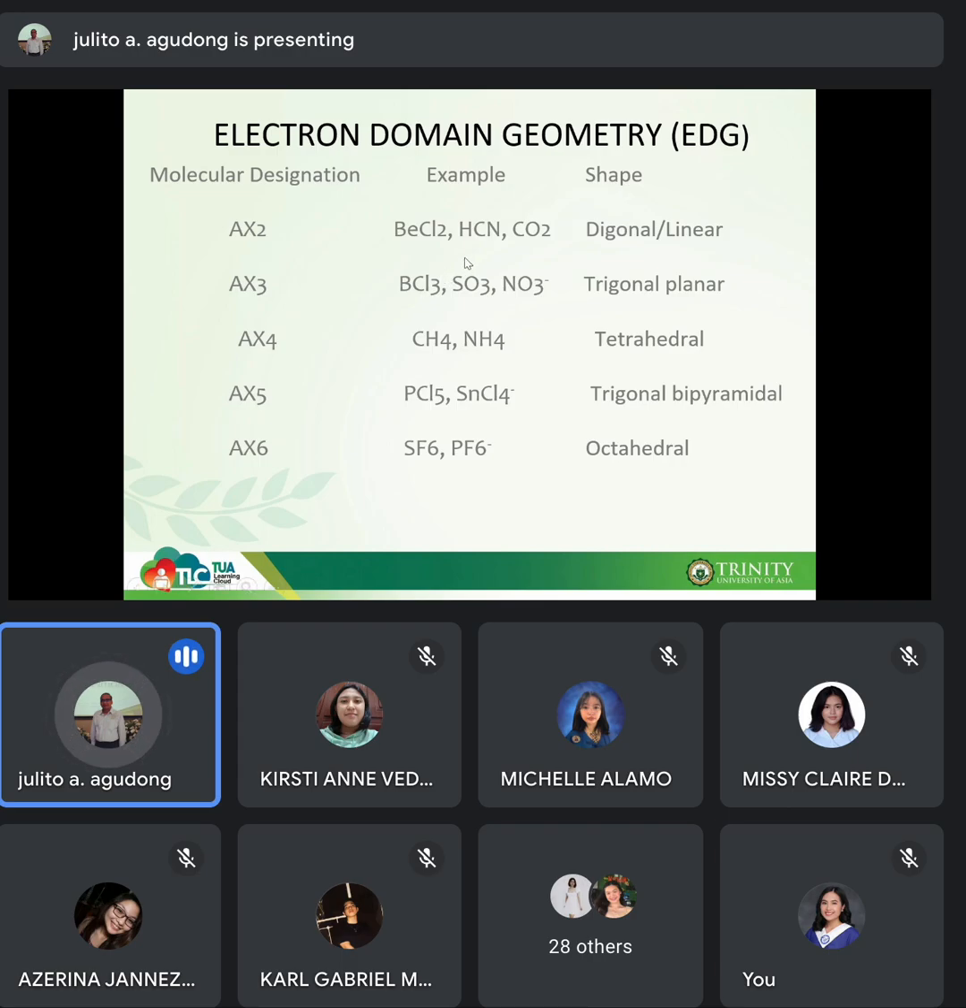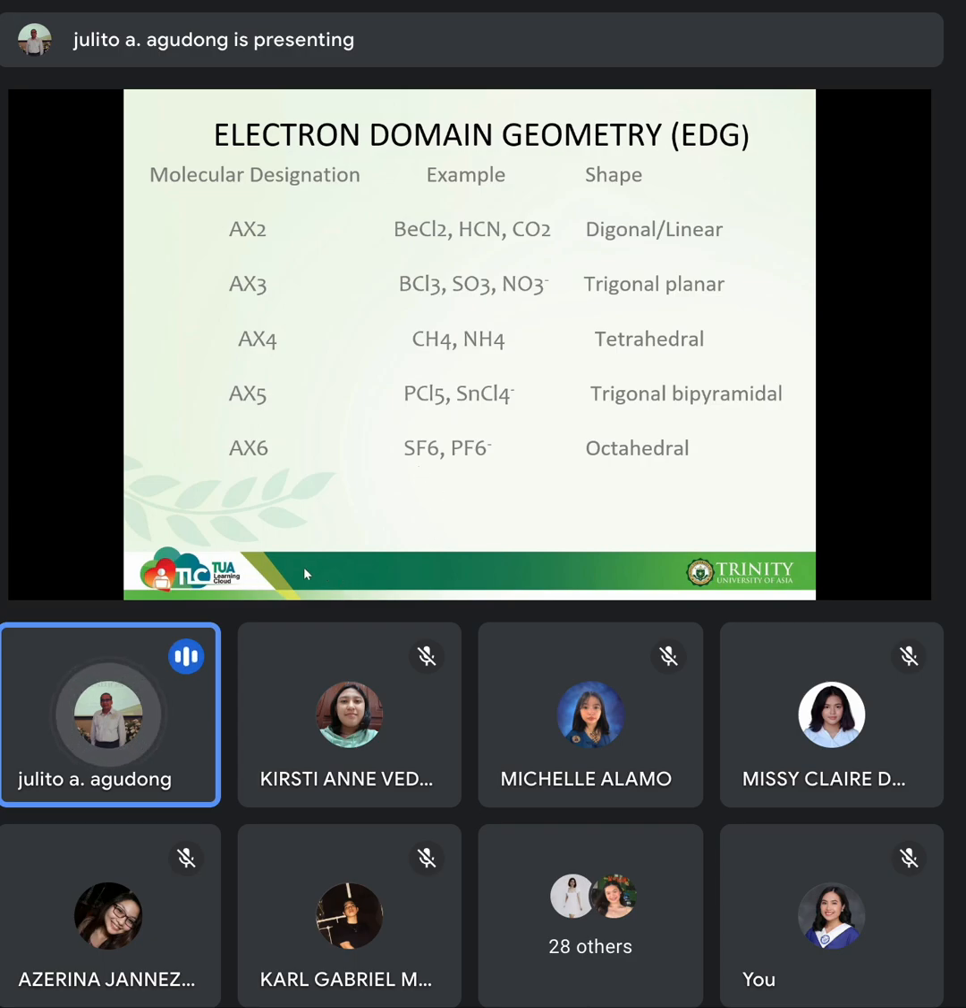The next electron domain geometry is your molecular shape designation AX5. There are 5 terminal atoms. There are 5 atoms surrounding your central atom. Okay? The shape is your trigonal bipyramidal. These are examples of molecule class that exhibit such electron domain geometry.